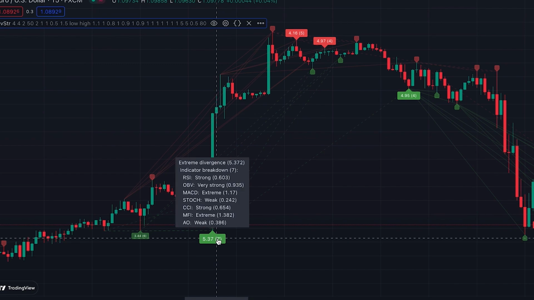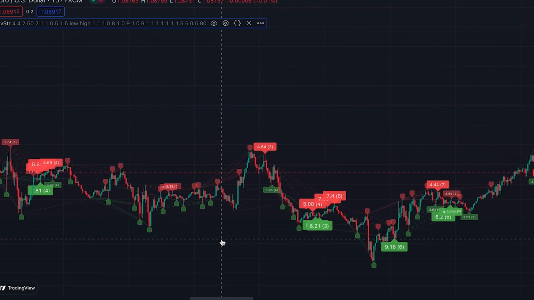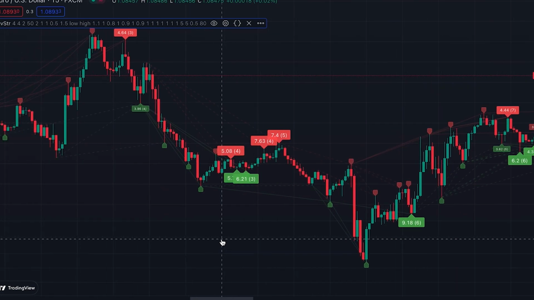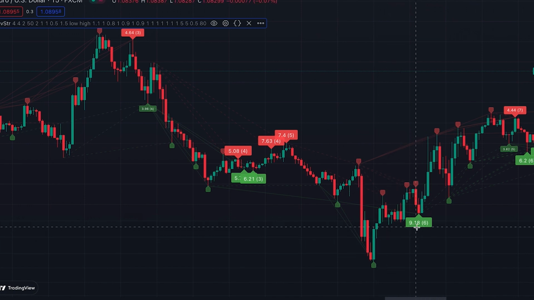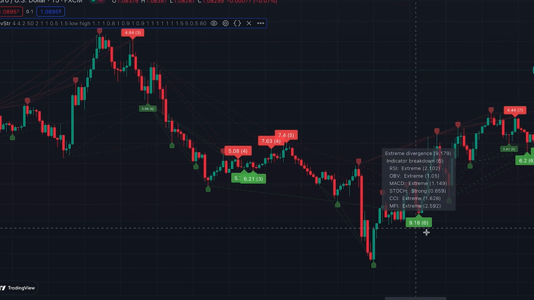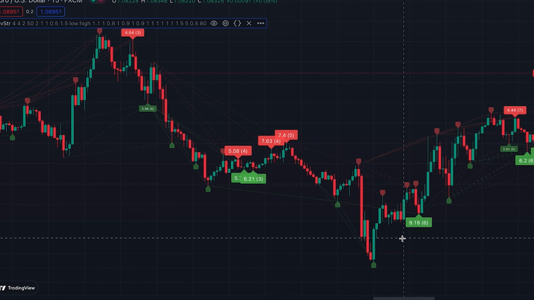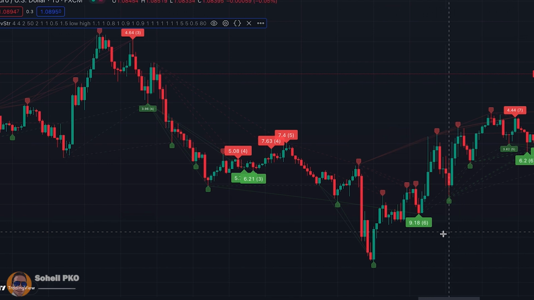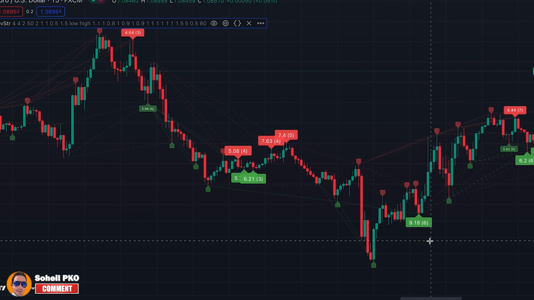For example, for extreme divergences with a strength of 7 or 8 or 9 that may happen on the chart, like this one or these ones, for these extreme divergences with high strength, most of the time we have a considerable change in the direction of the market, which can be a good opportunity for trading. You must pay attention to both the strength and the number of indicators that show divergence.